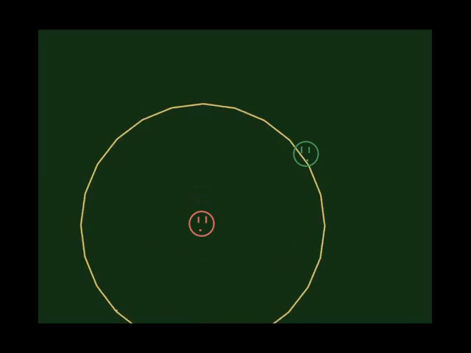So we have this cute little guy, and we have this intruder. We don't want this intruder to get into this cute little guy's radius here. But look, he's already in it. But how can we mathematically tell he is?